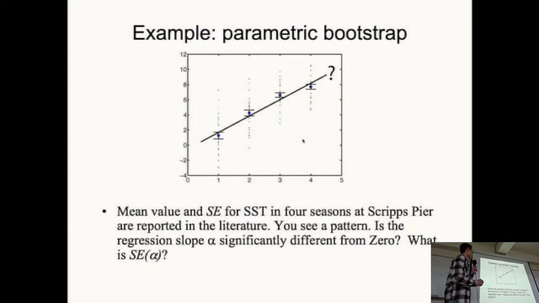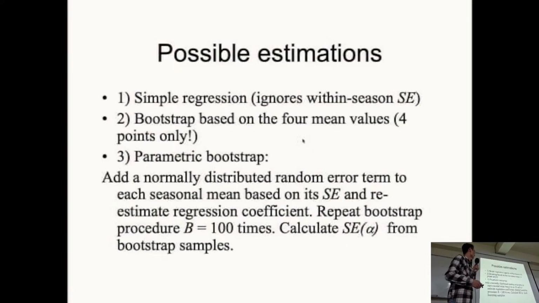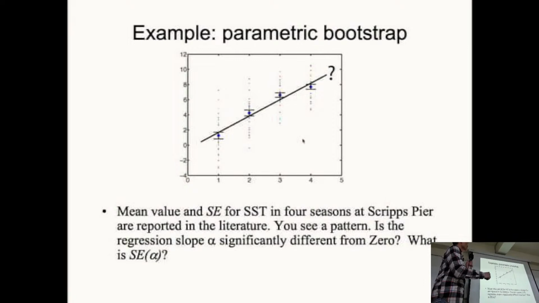Okay? The question is whether the temperature increases through time. If you have a very simple-minded regression, you say, okay, that's 4 data points, I'm going to make a simple regression. I take only these 4 data points. But if you do this, you ignore the variability within each season, so you underestimate the uncertainty. And also you have only 4 data points. How can you make a regression? We basically say we need something like 30 data points in order to make a regression, right?